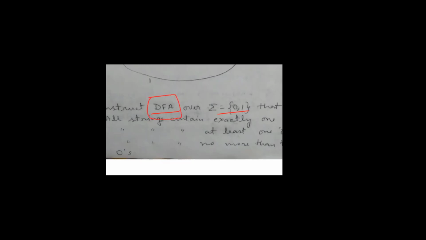So there are two options. You can directly draw the DFA, or you can first draw an NFA and then convert the NFA into a DFA. First condition: all strings contain exactly 1 zero. Second: all strings contain at least 1 zero. Third: no more than 3 zeros, that is, at most 3 zeros. So the 3 cases are at least, exactly, and at most. All of you please write this question.